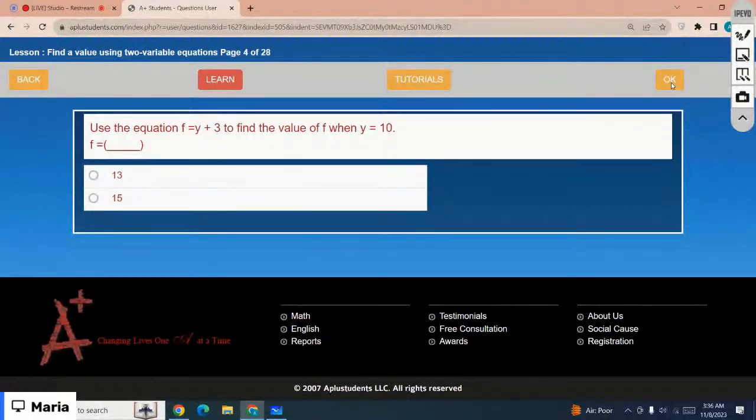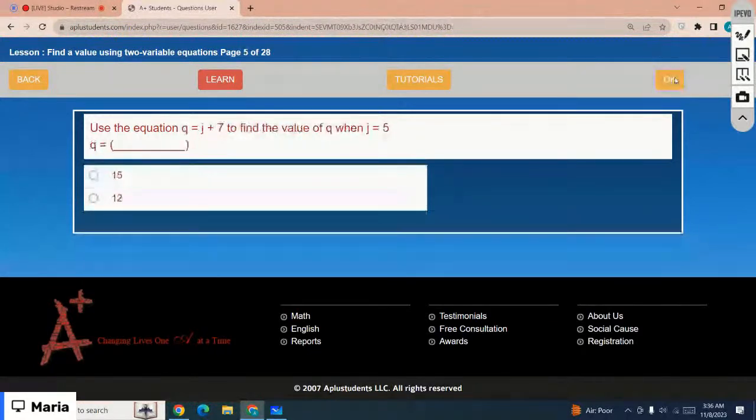Use the equation f equals y plus 3 to find the value of f when y equals 10. So which is the correct option? The correct option is, very good, that is 13.